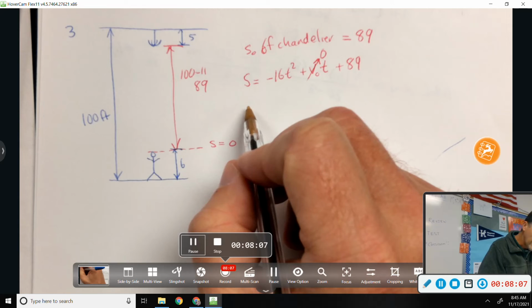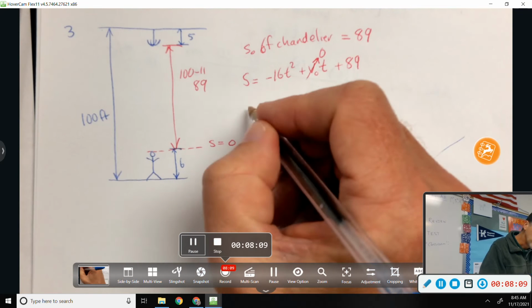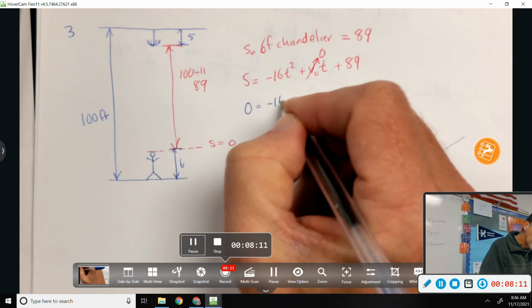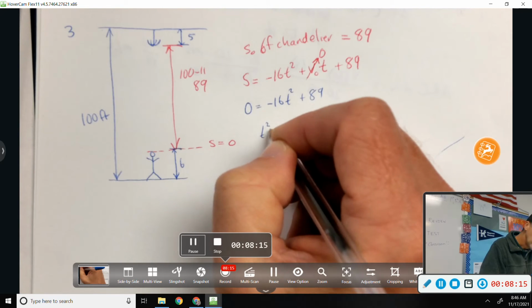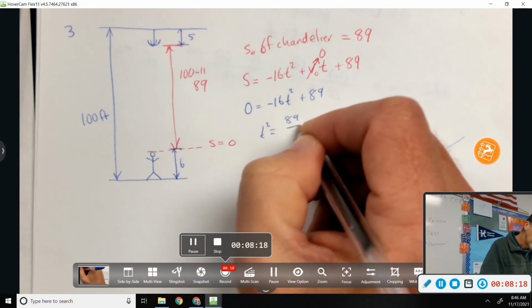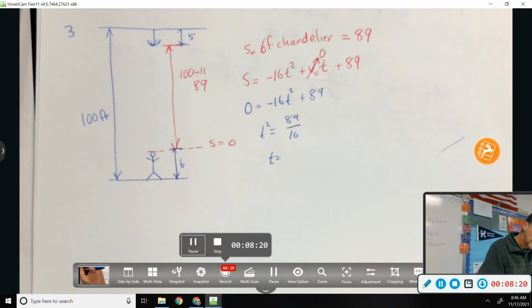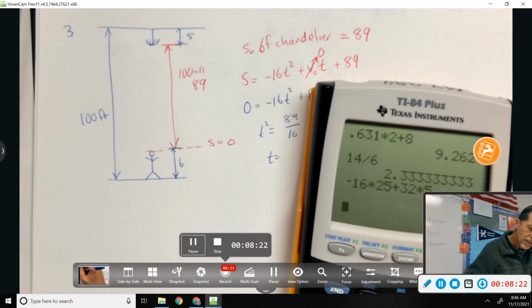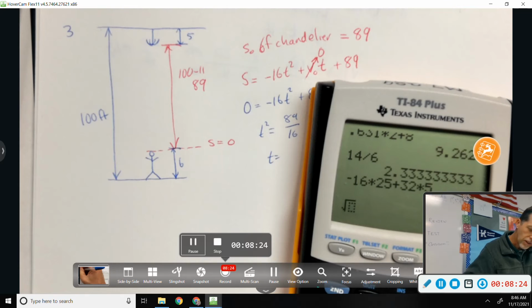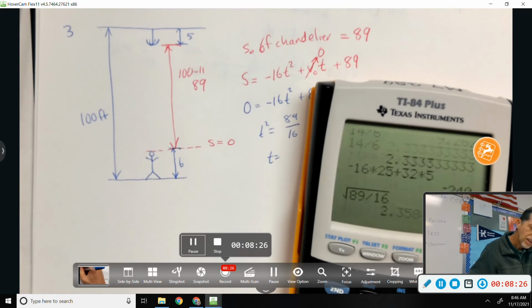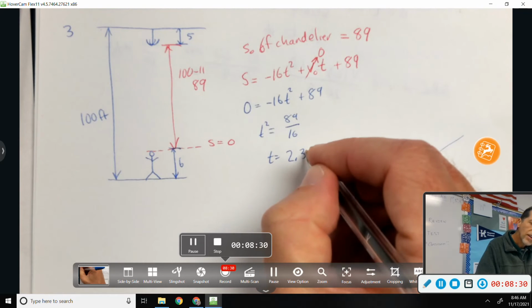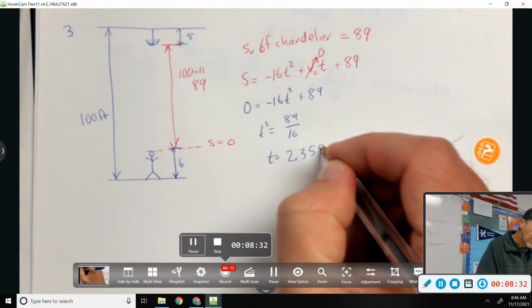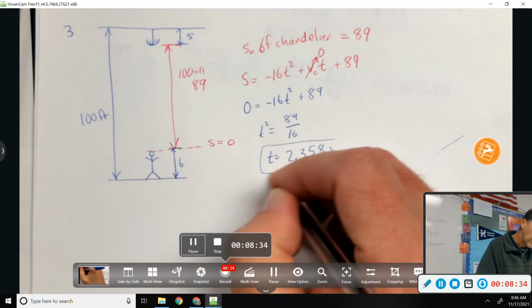Alright, so what was the question here? How long do you have to get out of the way? So down here at the bottom, S is 0, and we're trying to find time. T squared is 89 over 16. Square root of 89 over 16. So you have 2.358 seconds to get out of the way.